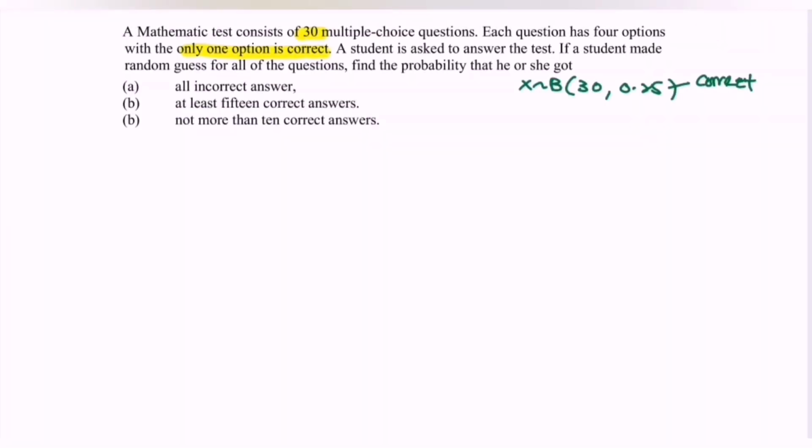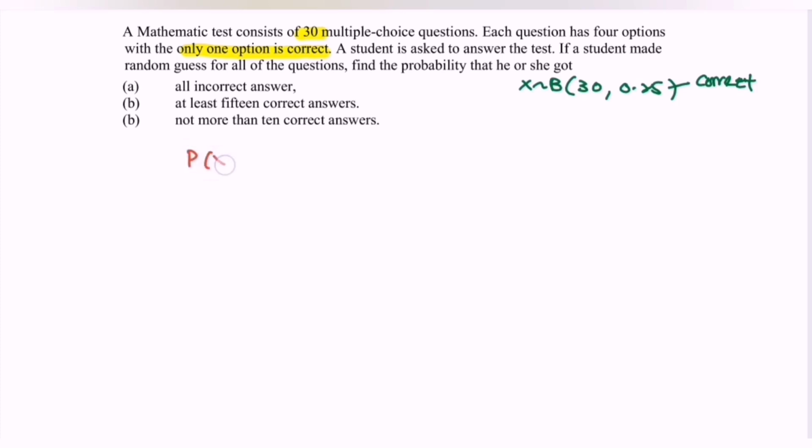Continue. At least 15 correct answers. So the probability that X is at least 15. By referring to the table, the answer will be 0.0027.